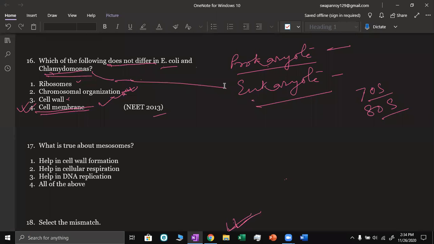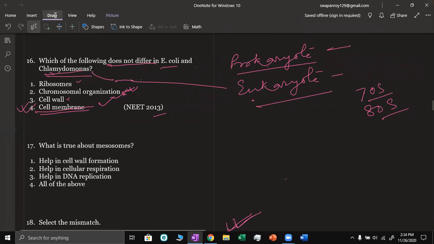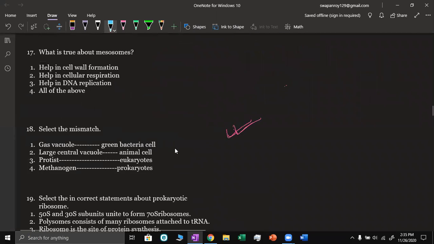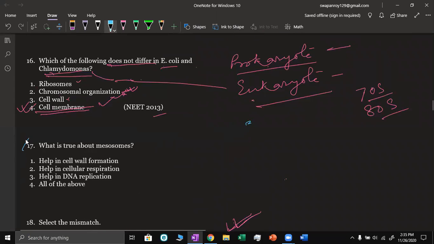From cell structure, we started some of the questions we have solved, and today we will continue from that. In the previous class we did up to serial number 16. So today, the next one, number 17.